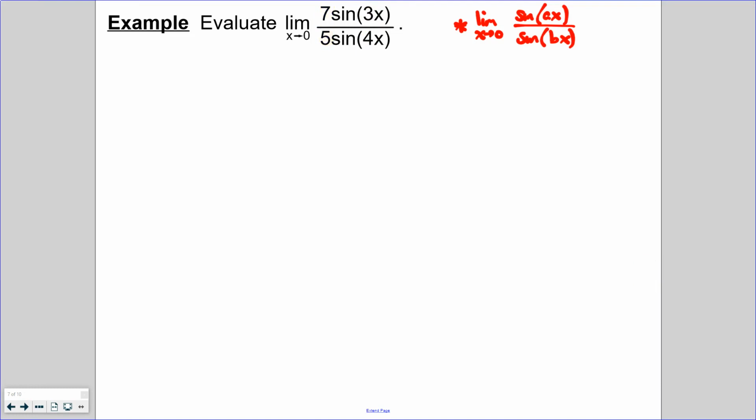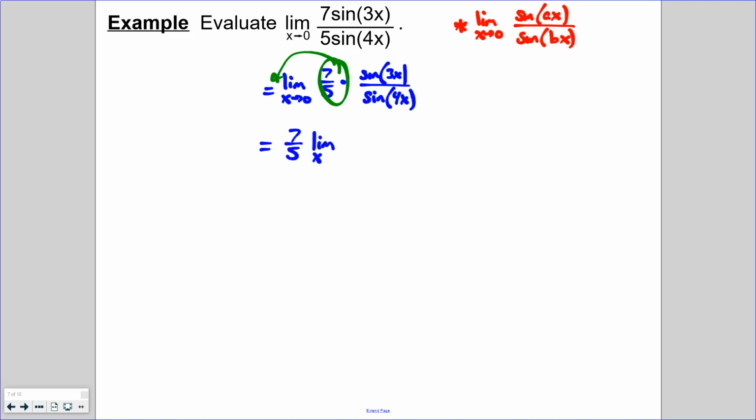So similar to the last equation, what we're going to do is try to make that 7 and 5 a coefficient, and then try to factor it out of the limit. So to do that, we'll have the limit as x approaches 0, and this will be 7/5 times sine of 3x over sine of 4x. So now this 7/5 is essentially a coefficient, which means we can factor it out. Oh, sorry, excuse me, got to start with that coefficient. This is going to give us 7/5 times the limit as x approaches 0 of sine of 3x over sine of 4x.